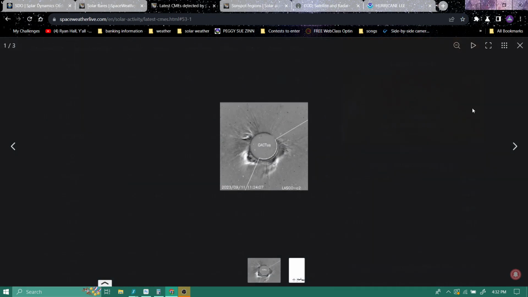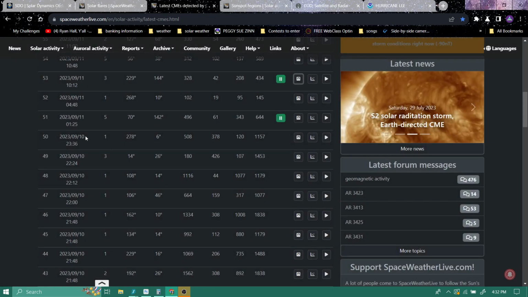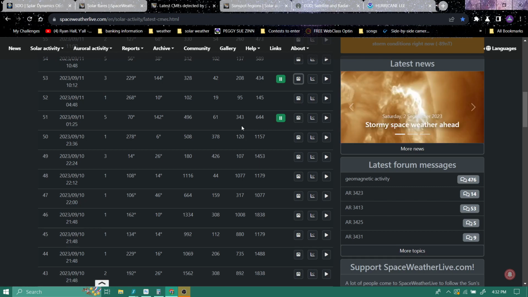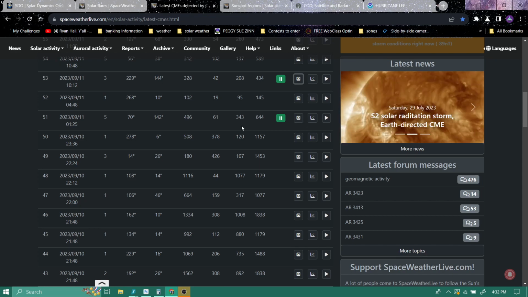Let's look at this one. And this one follows 6 hours later. So this one will hit. But again, it's moving super, super slow. So this may not hit till early morning hours, people. This is moving really, really slow.